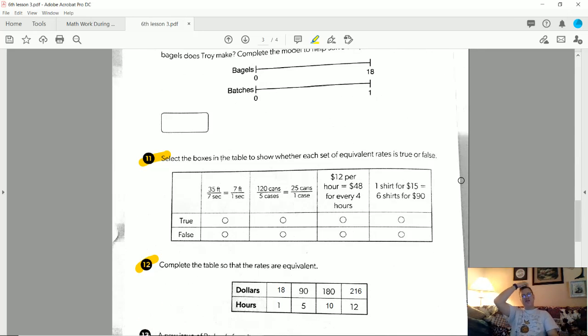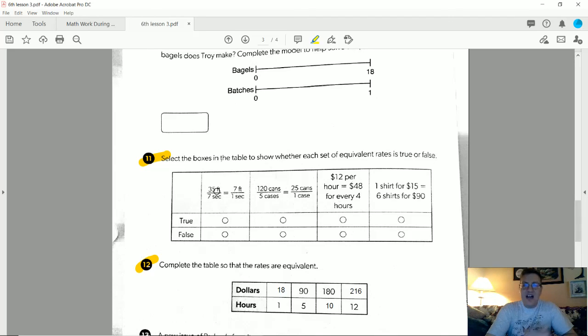So number 11, select the boxes in the table to show whether each set of equivalent rates is true or false. So if I convert 35 feet per 7 seconds, I divide by 7. One of my tricks that I was doing on a different video this morning was if I have 35 and one of my factors is 7.